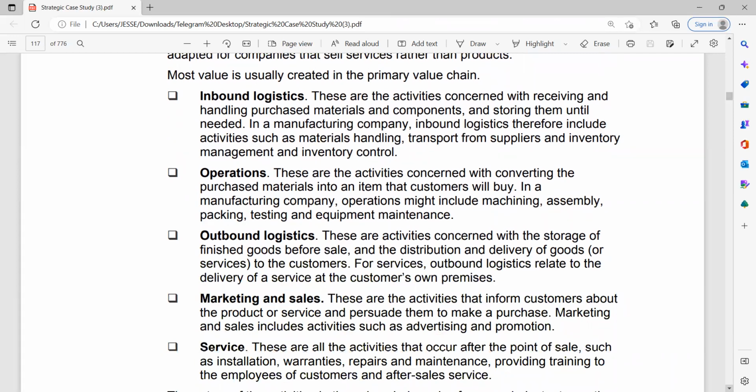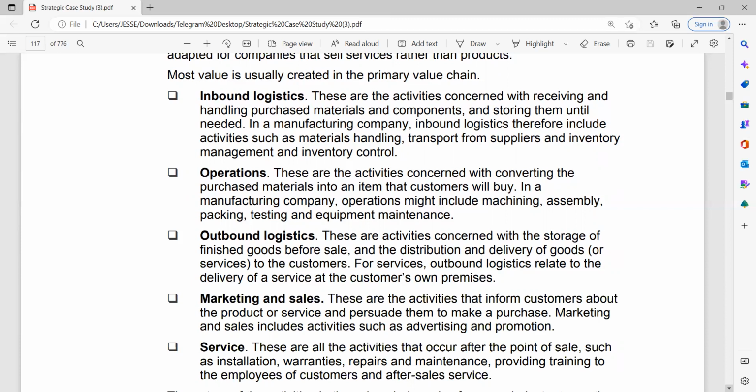What you need to know before I dive into it is that most value is usually created in the primary value chain. Always remember that the most value is usually created in the primary value chain. Let's pick inbound logistics.